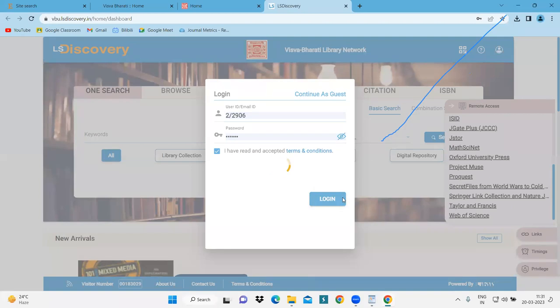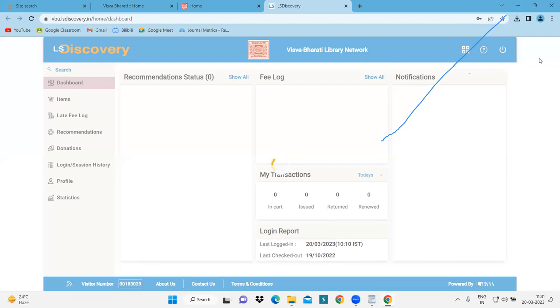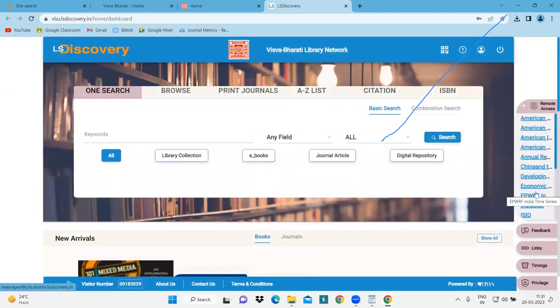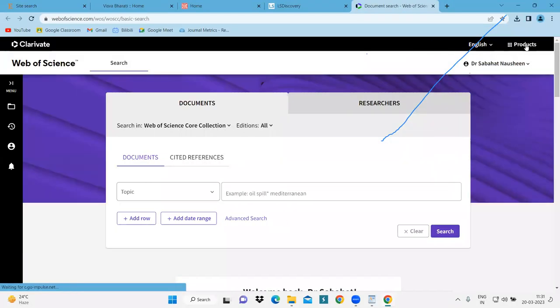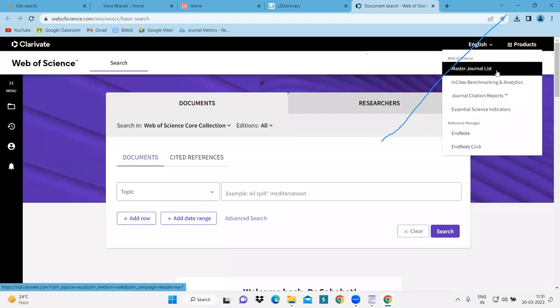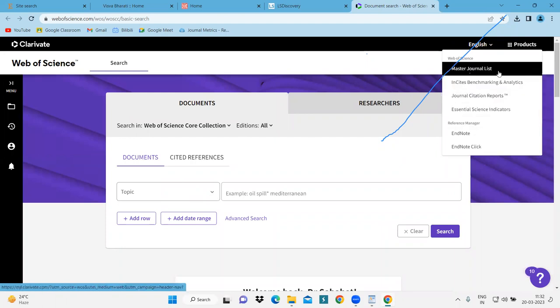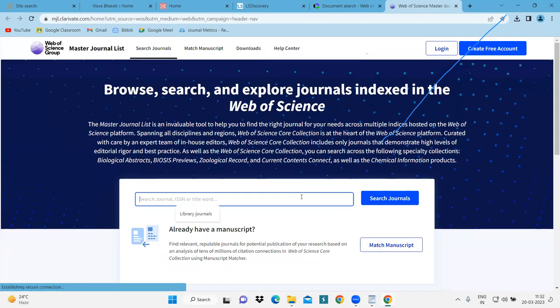My library card number is enough to access this data. But unfortunately, many scholars have not been taking advantage of it. Within this product, this JCR is there, Journal Citation Reports is there. Master Journal List was shown in your previous class also.